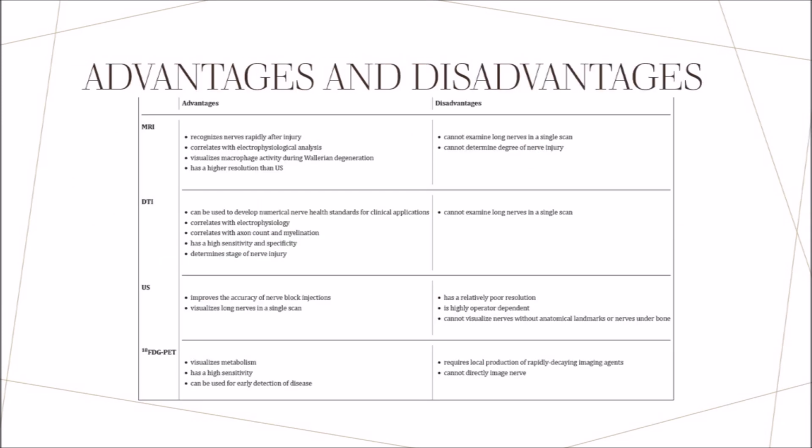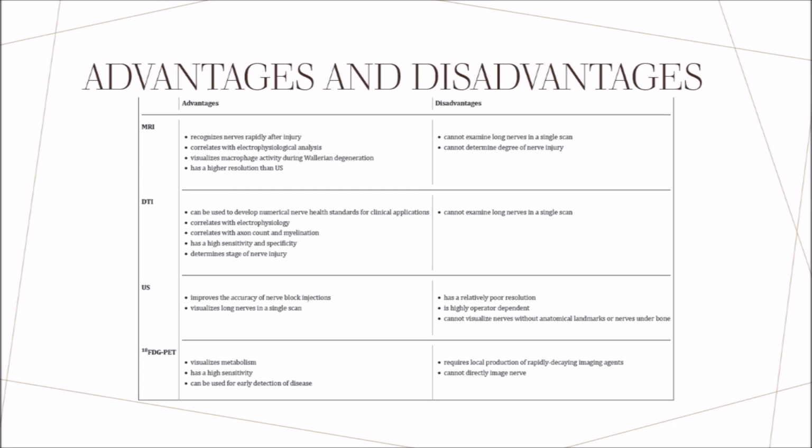In summary, each imaging method has its own advantage and disadvantage and something that it at least excels at. MRN, otherwise denoted as MRI in the table, is extremely good for imaging nerve and nerve damage, but cannot evaluate the extent to which the nerve is injured.